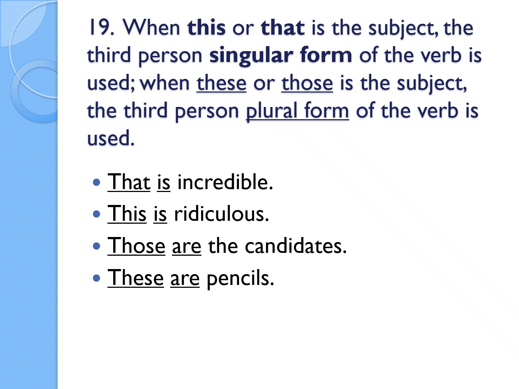So remember, for this and that, we use them for singular things, and we use singular verbs. For these and those, we use them to mean plural things, and that's why we use plural verbs also.